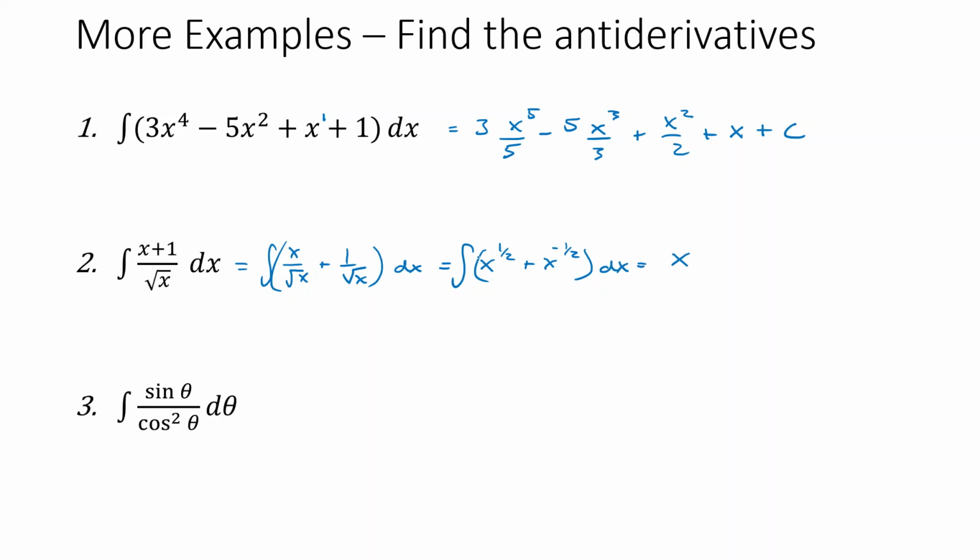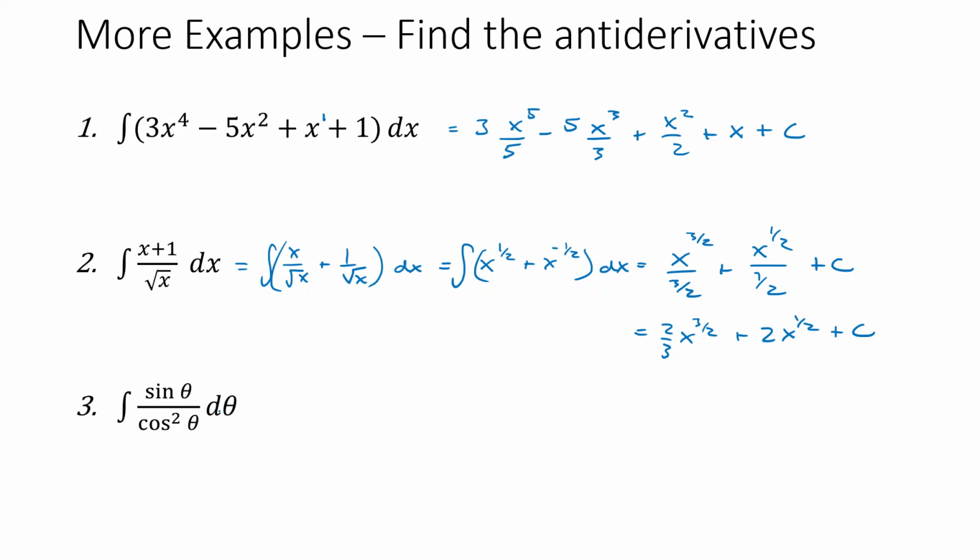So this would be x to the, if we add 1 here, we get 3/2 over 3/2. If we add 1 here, we'd get x to the 1/2 over 1/2 plus a c. We can probably clean this up a little bit. 2/3 x to the 3/2 plus 2 x to the 1/2 plus c.